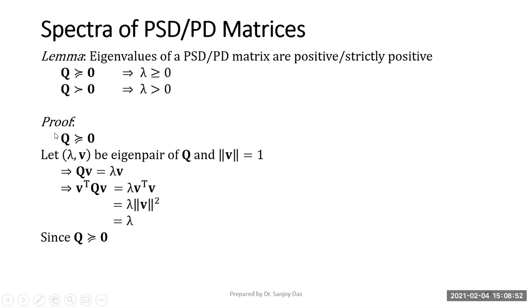Now, since we assume that Q is positive semi-definite, what can we say about V transpose QV, or for that matter, any x transpose Qx? It must be greater than or equal to 0, right? Yes. So V transpose QV must be greater than or equal to 0 since Q is positive semi-definite. Whence lambda must be greater than or equal to 0. Okay, and you can fill in the rest, the second half of this.